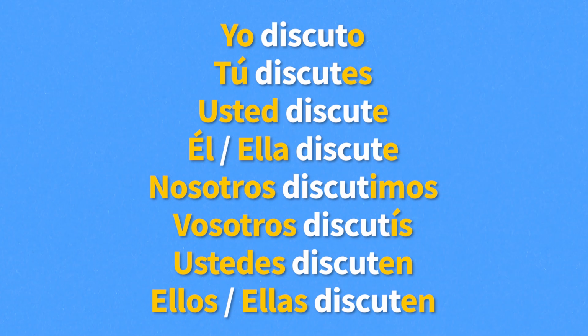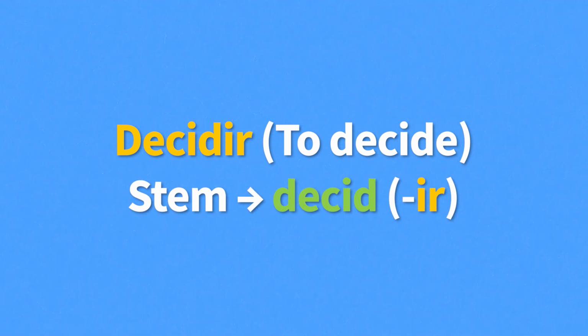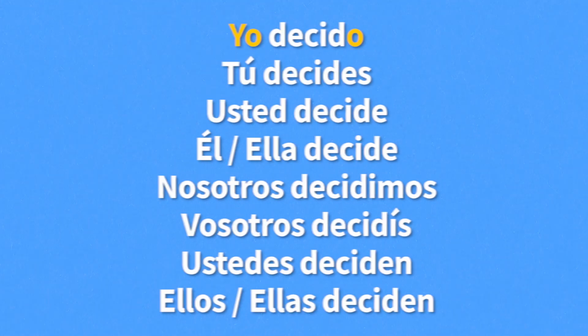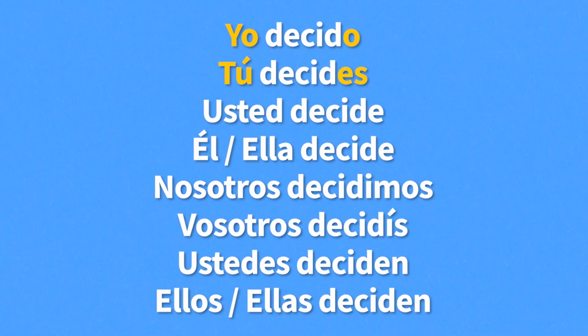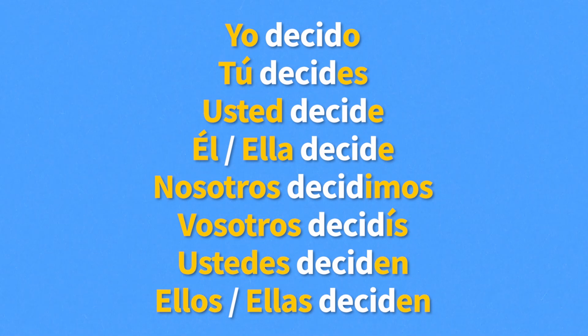ellas discuten. Let's see another IR verb, this time decidir, meaning to decide. So first off, you take off the IR and add the appropriate endings to the stem. So decidir would be yo decido, tú decides, usted decide, él, ella decide, nosotros decidimos, vosotros decidís, ustedes deciden. Ellos, ellas deciden.